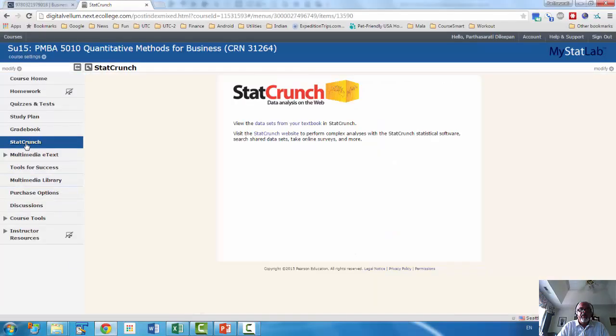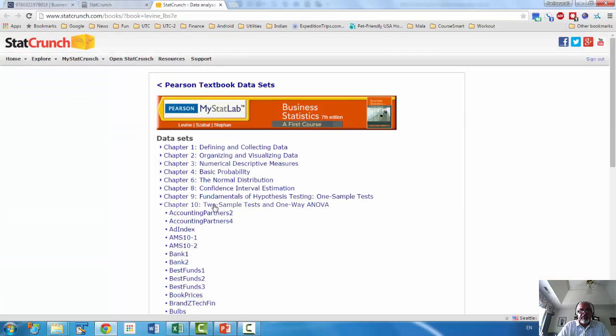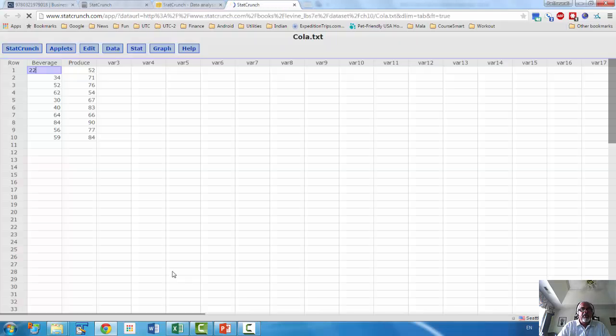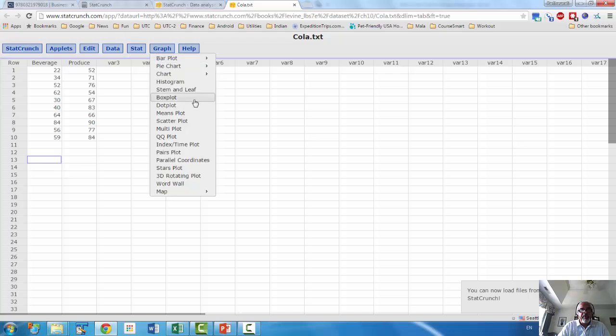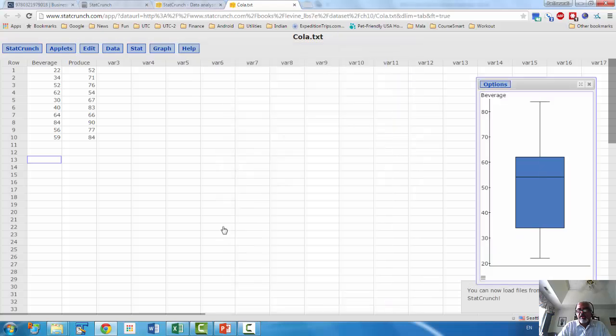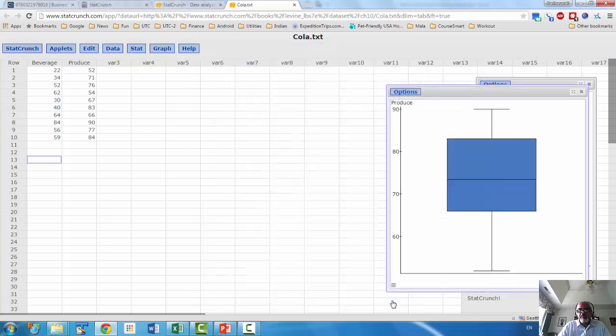And the data set for this is available from the textbook, so we'll click that. So chapter 10, I think it is under cola. So now we have beverage location and then produce location. Okay, so go to graph, box plot, beverage, compute. So we have that, and then produce location.